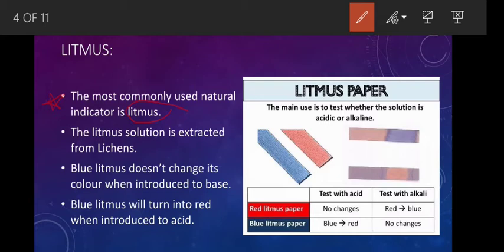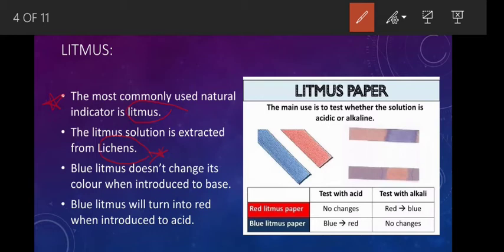Usually litmus solution is light purple color. It is extracted from lichen. Underline, note down this word. From where it is extracted, my dear? It is extracted from lichen.